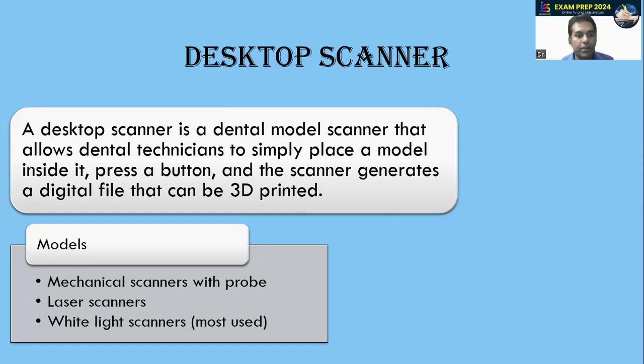Now, there are three different models. The first one is the mechanical scanner with probe. Second is the laser scanner. And the third one is the white light scanner, which is most commonly used. Now, when we compare the precision or the capacity of scanning, desktop scanners are considered more superior as compared to intraoral scanners.